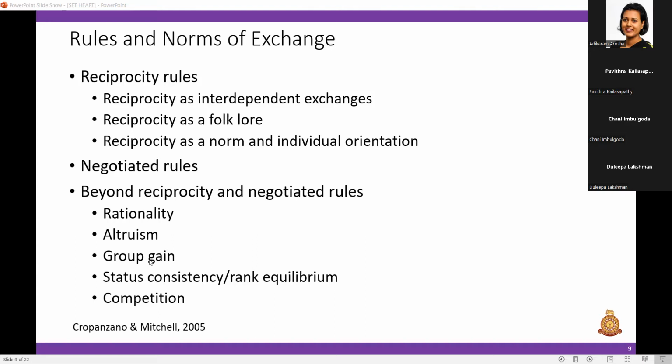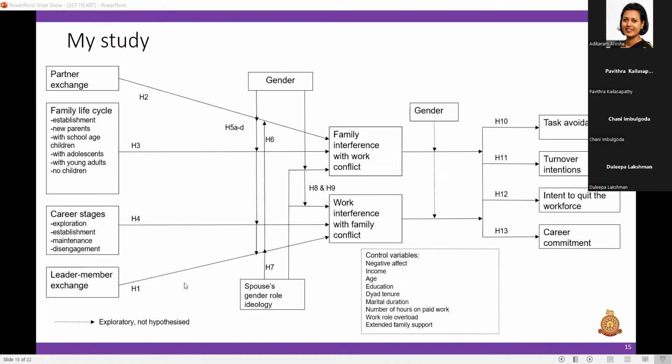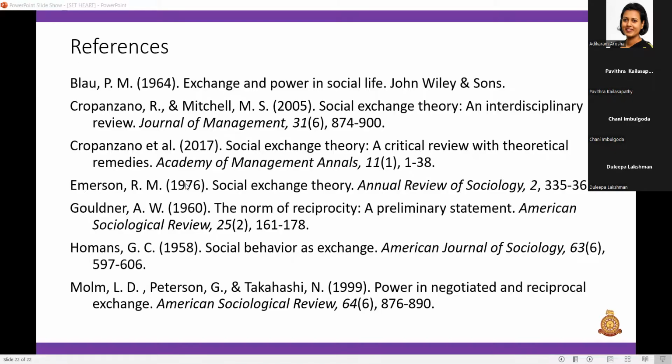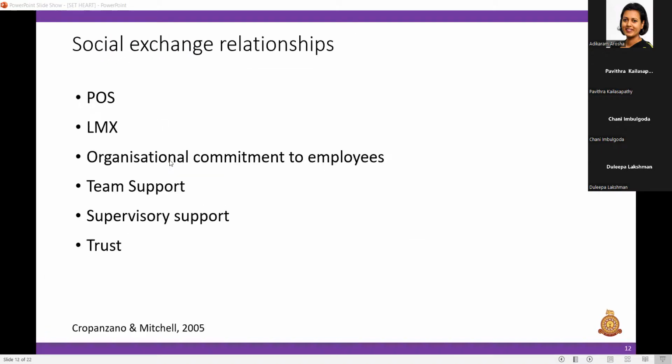So if you all are interested to use social exchange theory or further improve social exchange theory, read Propenzano and Mitchell's paper. And also, there is another paper by them, Propenzano et al. in 2017, titled Social Exchange Theory: A Critical Review with Theoretical Remedies. I just glanced through it. So that is also another paper to read further if you are interested in using social exchange theory. Because sometimes reading Homans, Goldner, Emerson, or Blau can be a bit hard, but Propenzano and Mitchell's paper is very easy to read, right?